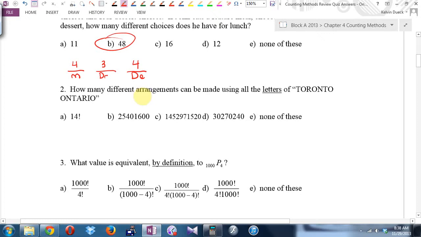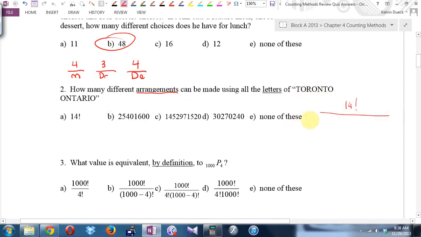Number 2, how many different arrangements? This is my trigger word. The word arrangements means permutation of all the letters of Toronto, Ontario. When I'm doing a word, I have to ask, are letters repeating or not? Then there's going to be stuff on the bottom of the fraction. 1, 2, 3, 4, 5, 6, 7, 8, 9, 10, 11, 12, 13. It's going to be 14 factorial divided by how many T's?